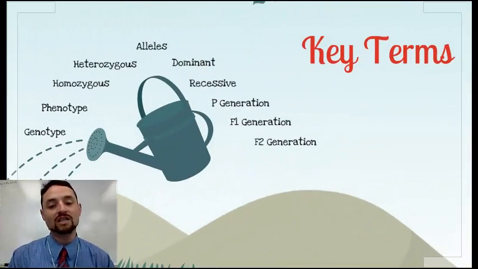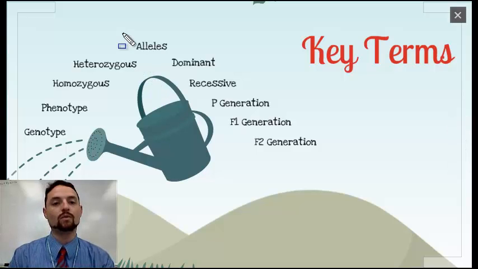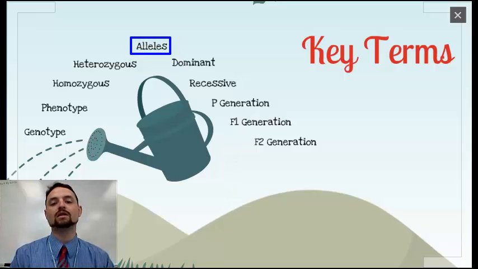The first key term that we're going to talk about is alleles. I'm going to box this in right here so you know what I'm talking about. Alleles. If we're talking about alleles, what we're talking about are different versions of the same trait. And this is what Gregor Mendel looked at. He looked at alleles. So he looked at the purple color and the white color. The purple is an allele for color of flower.